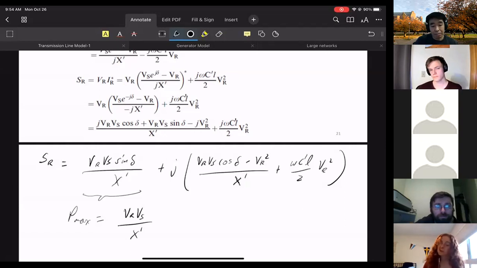Q max is something more complicated. You have to look at the second term. But anyways, you can optimize over the angle to get what Q max is. Okay. And this is the equation we have.